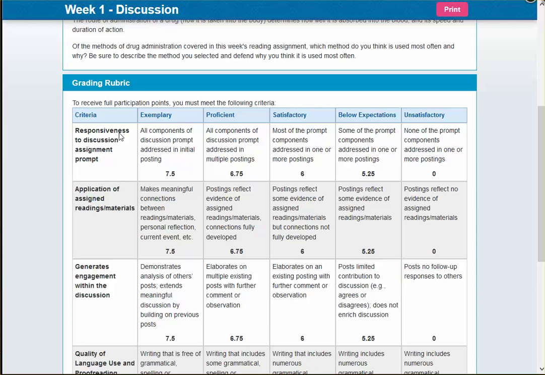The first is responsiveness to discussion assignment prompt. To earn maximum or full participation points, all components of the discussion prompt must be addressed in your initial post. So if you don't answer all of the questions, then you're going to get fewer points than the maximum available.